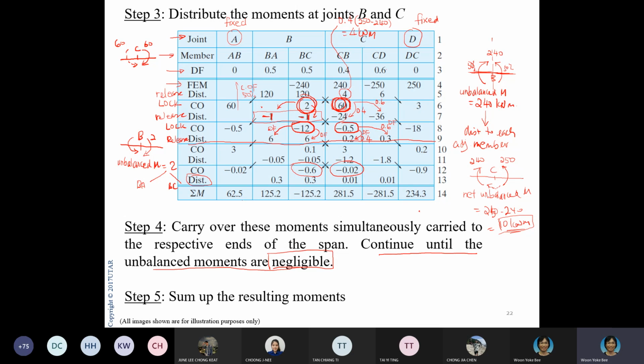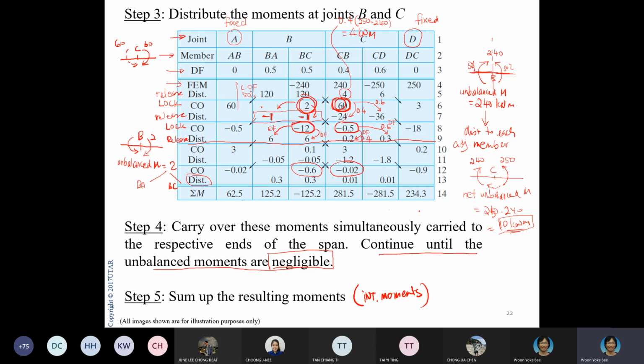After that, the last part: sum up your resulting moments. The resulting moments here are your internal moments. So be very careful.